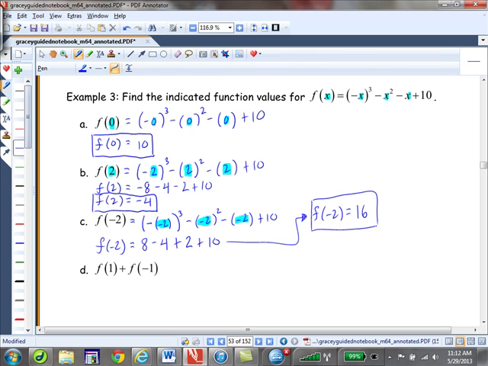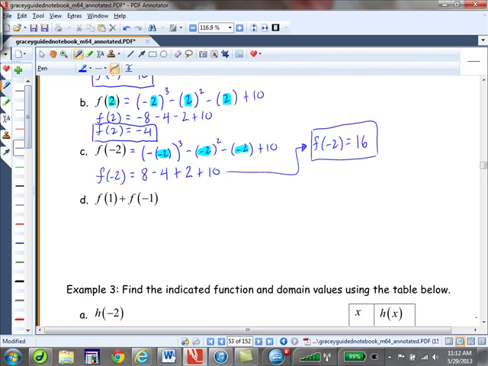Now it turns out that you can add functions. You do the same things that you've been doing in these other problems, but you're going to end up doing it twice and summing each of the results. So just take it a step at a time. F at 1 will be the opposite of 1 cubed minus 1 squared minus 1 plus 10 from our original. So that there, I'm going to put brackets around it, is f at 1.